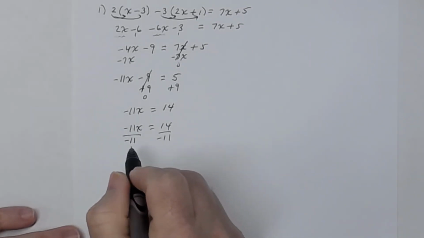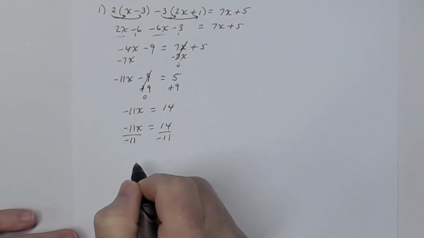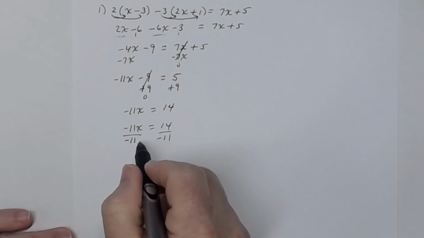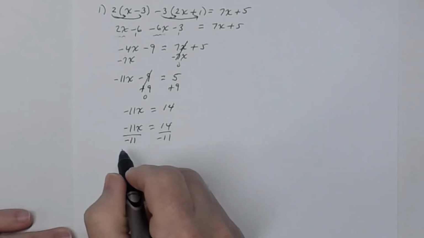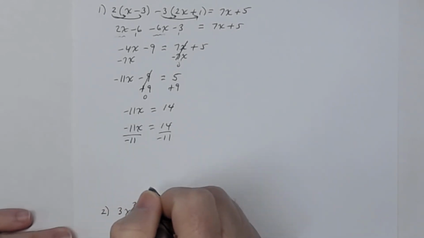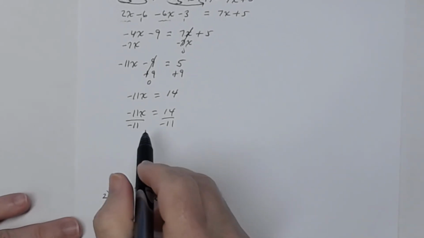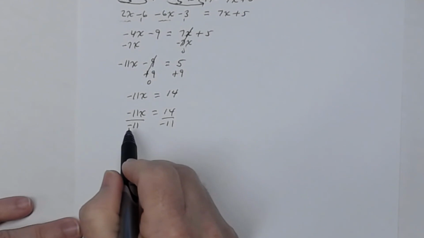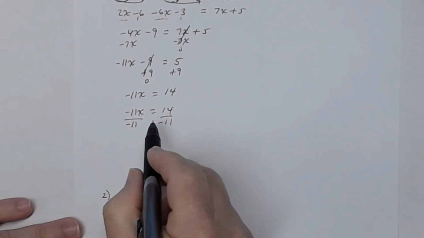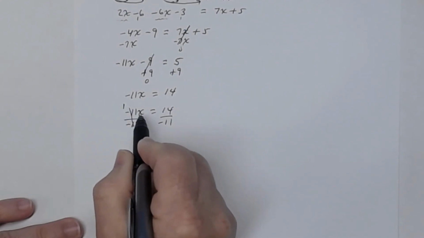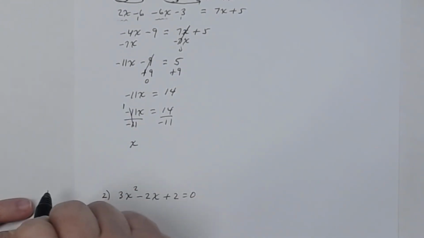Because then you're going to say x equals a value, and that's not going to be true anymore, because if you divide by negative 11x, this is now 1. You have to be careful when you divide by a variable. So never divide by the variable, only divide by the coefficient. Negative 11 divided by negative 11 is 1, but 1 times x is x. So this should be x right here.